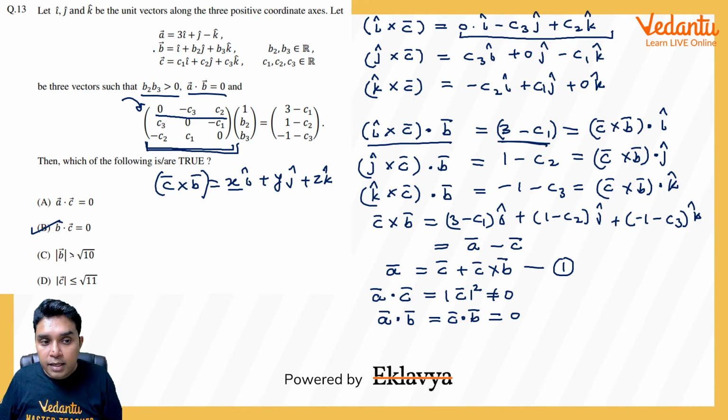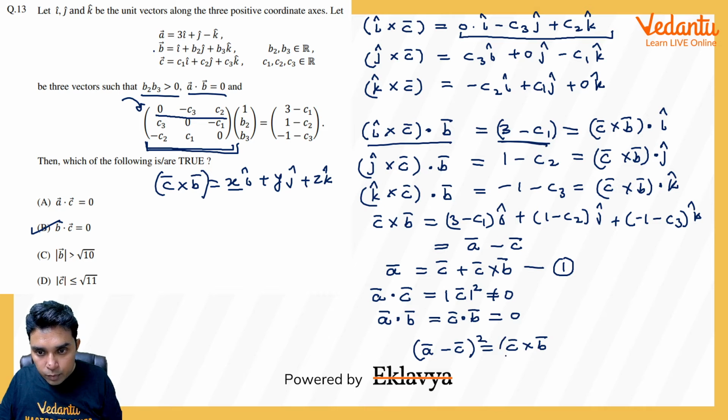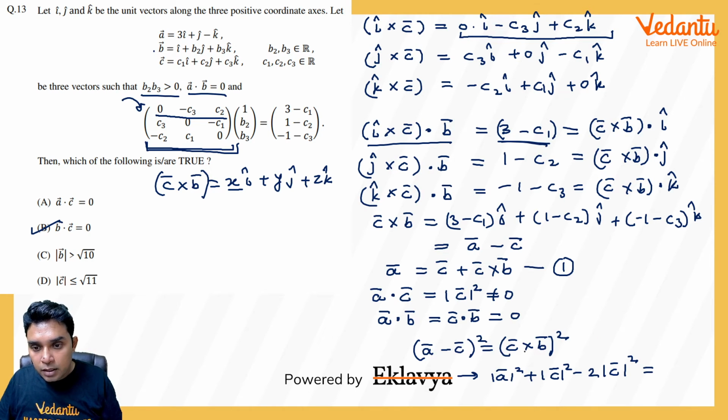Now how to get these in equation for mod B and mod C? For that, we can rewrite this equation 1 as A minus C is equal to C cross B, and do the squaring on both sides. If I do the squaring, it means we are taking the dot product with themselves. So this will become mod A square plus mod C square minus 2A dot C. 2A dot C is mod C square only. And on the right hand side, it will be mod B square, mod C square.